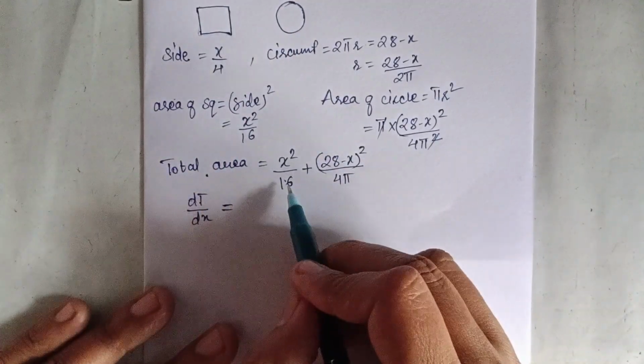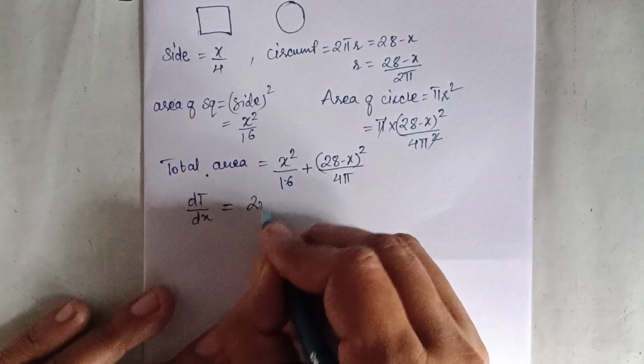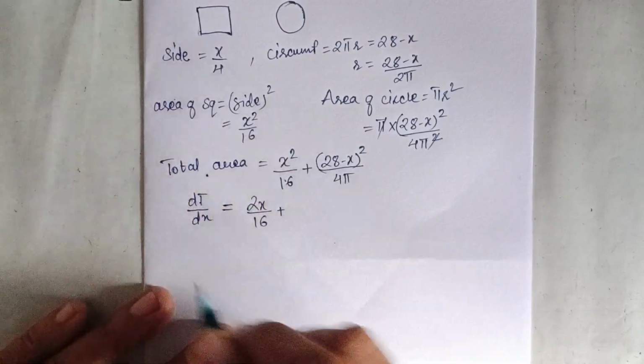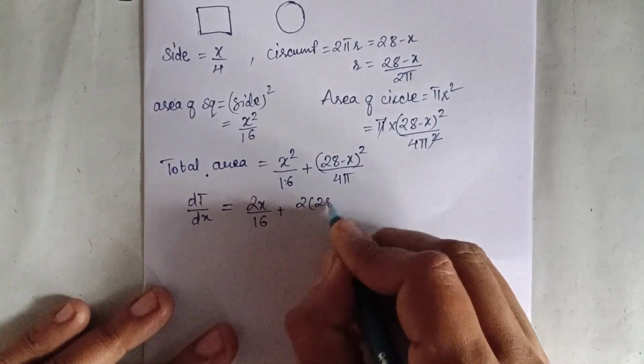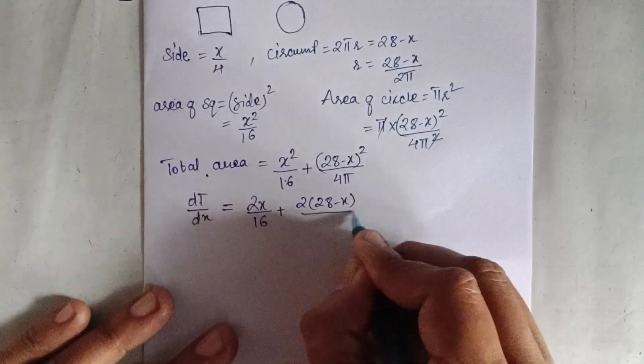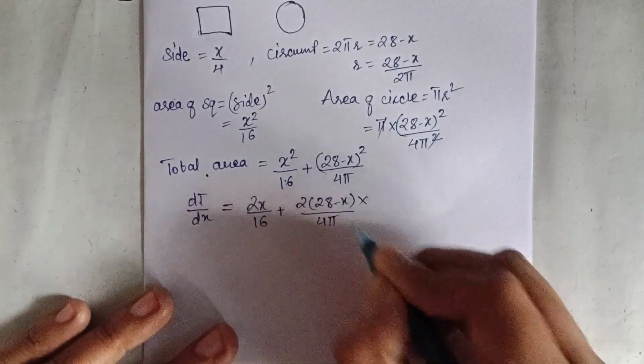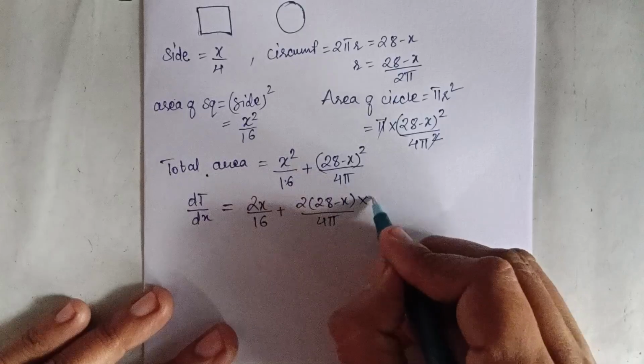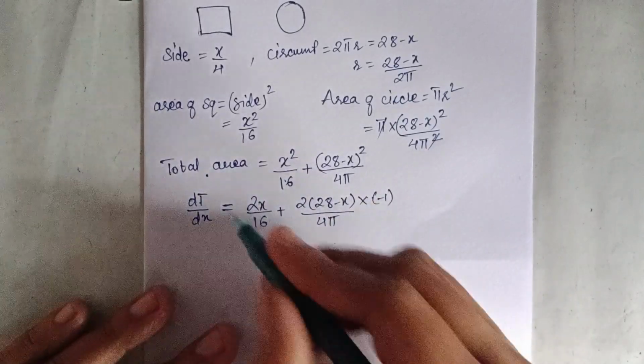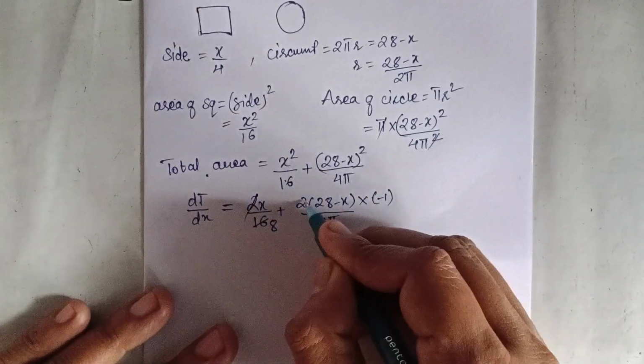So differentiating with respect to x, this will be 2x upon 16 plus 2 into 28 minus x, 4 pi is constant, into derivative of minus x, which is minus 1. This is 8.